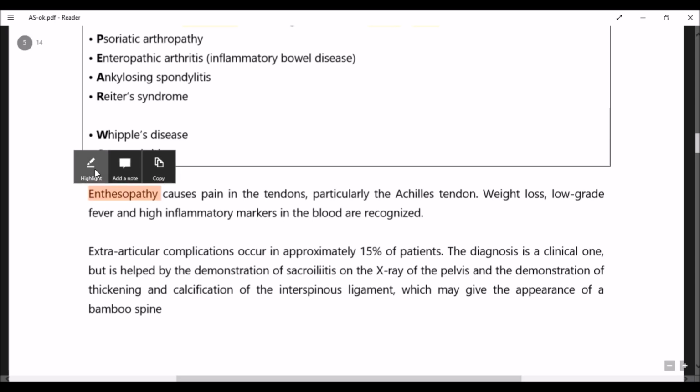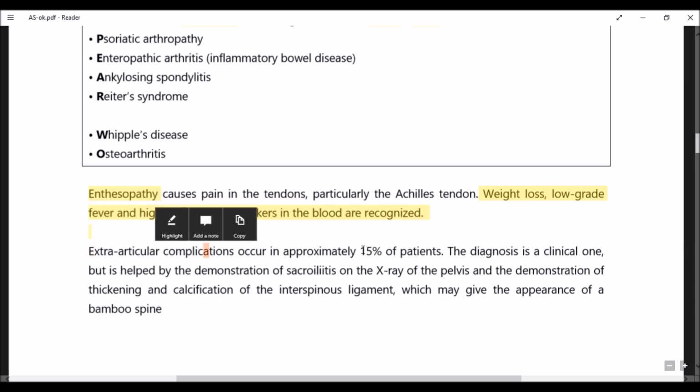Enthesopathy causes pain in the tendons, particularly the Achilles tendons. Weight loss, low-grade fever, and high inflammatory markers are also well recognized in ankylosing spondylitis. Some of the extra-articular complications occur in 15%. Right, the extra-articular complications can occur.